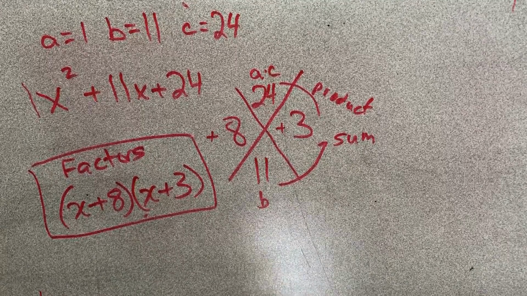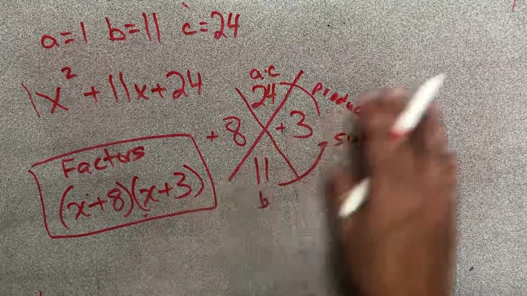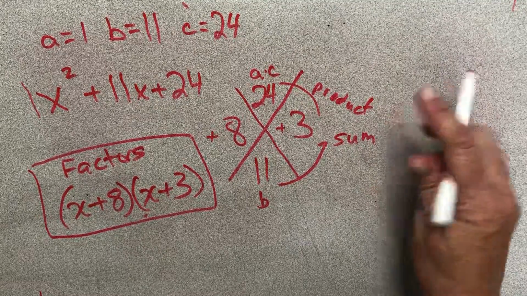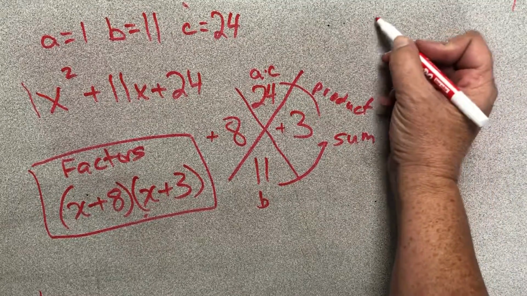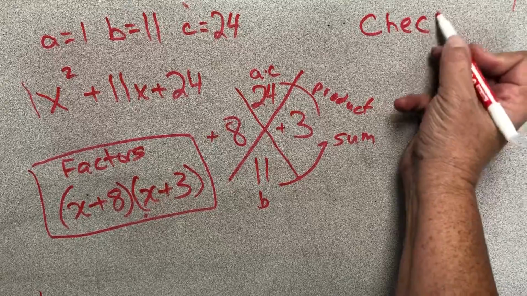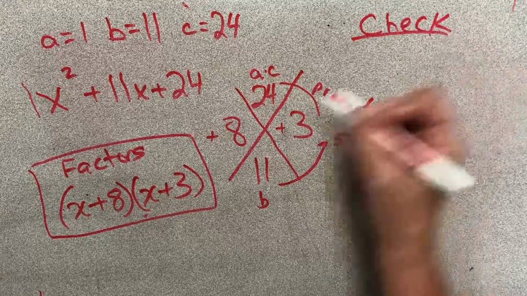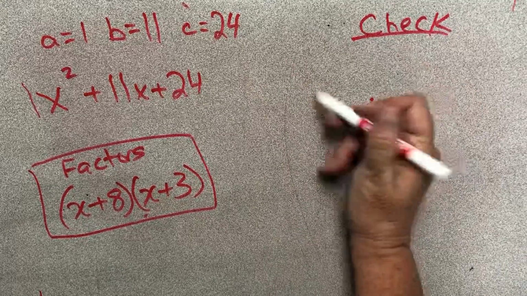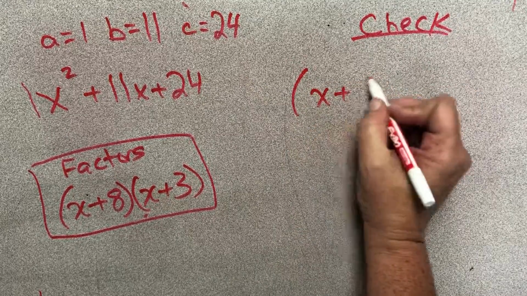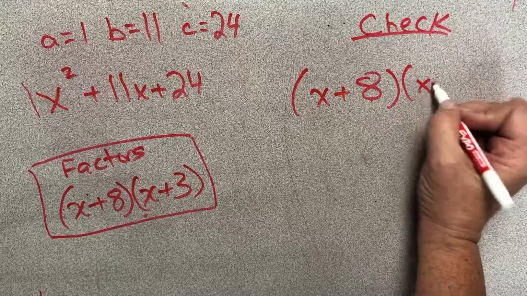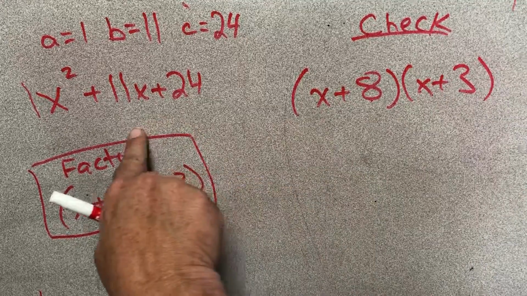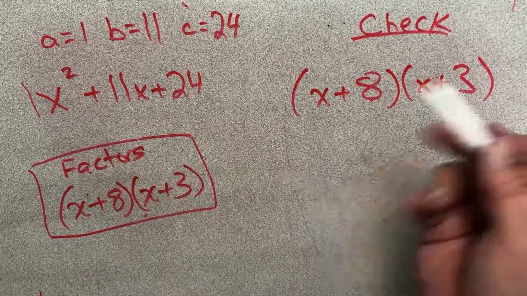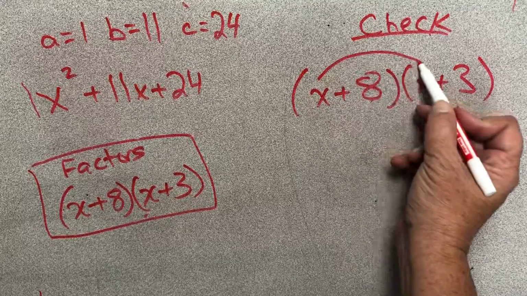You know how much I love checking our work? So now we're going to go over to the side and check our work. I'm always going to tell you whether you're going to check by distribution or box. We're going to check this one by distribution. So I'm going to erase this just so I have more space. I'm going to take that x plus 8 times x plus 3 and make sure when I multiply them together, I get this. I ask you to do it by distribution, so that's the one with the arrows.